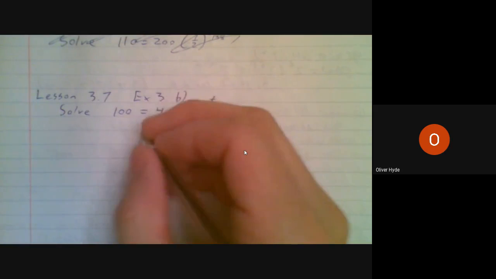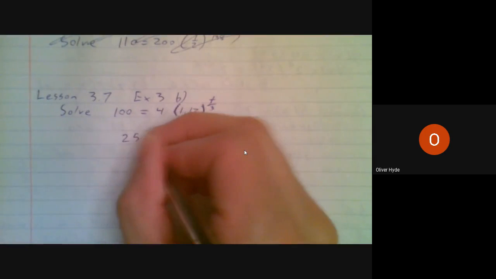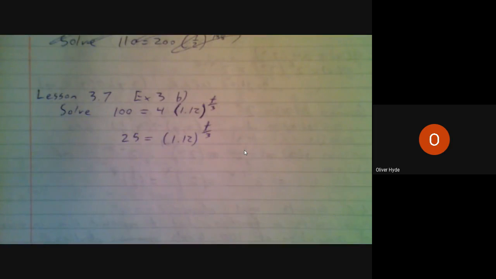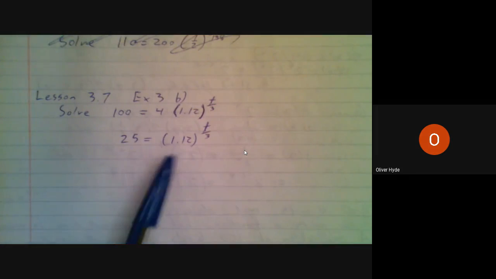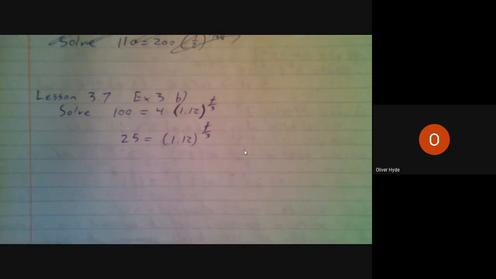from lesson 3.3, I could undo the multiplication by 4. Dividing both sides by 4 gives me 25 equals 1.12 to the exponent t divided by 3. But then here's the problem: my strategy for solving exponential equations at this course level is to try to write both sides as a single power of a common base. And I'm finding it difficult to write 25 as a power of 1.12 to the exponent t divided by 3.